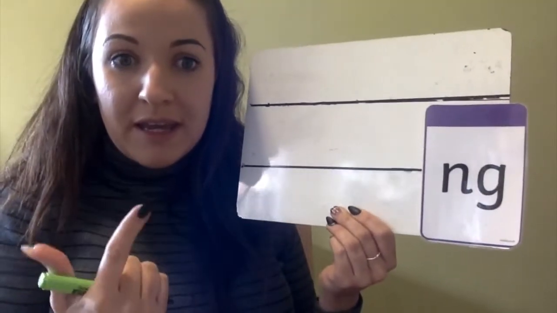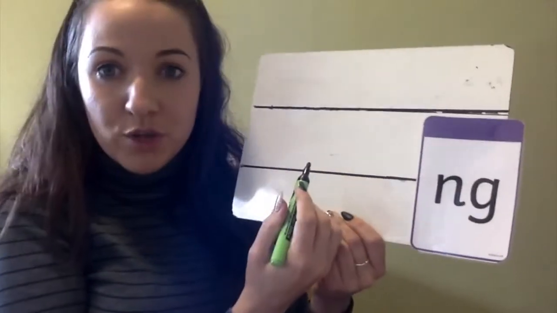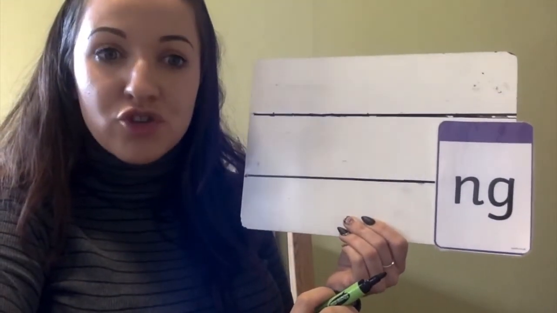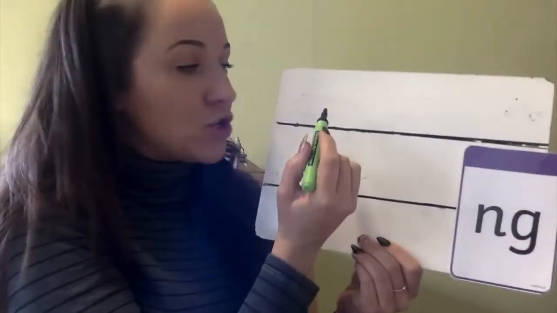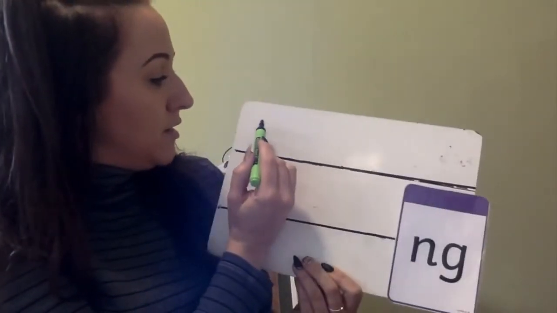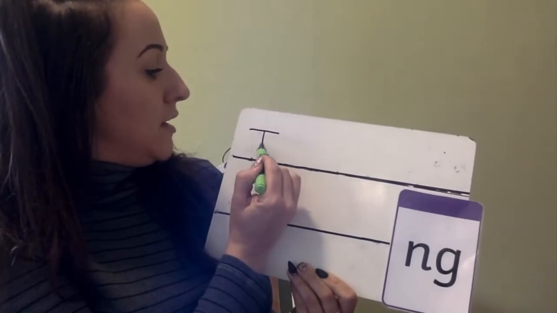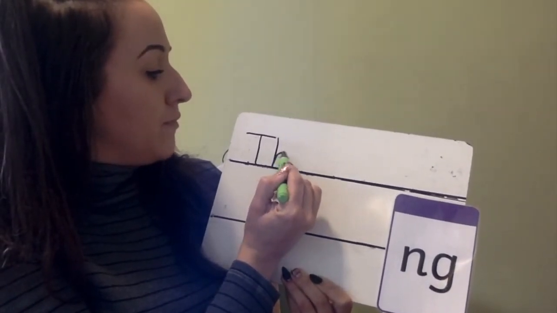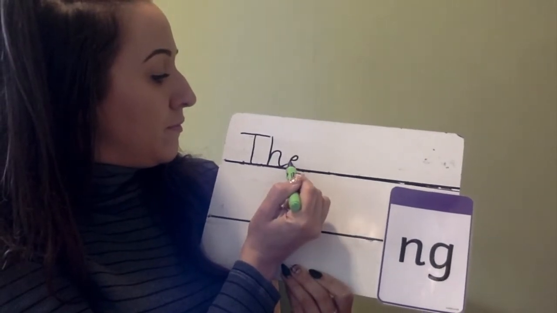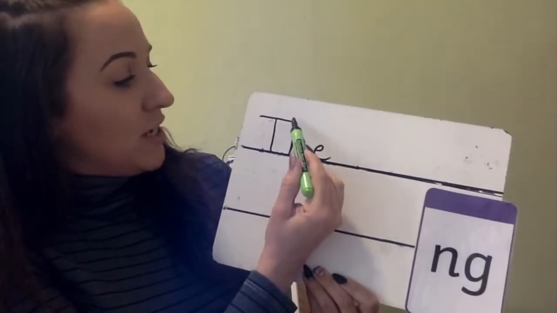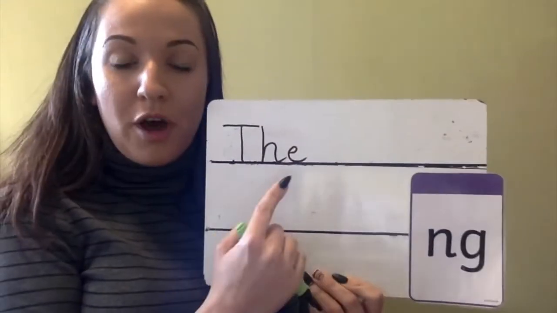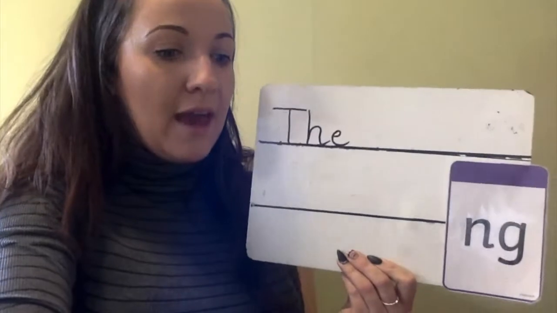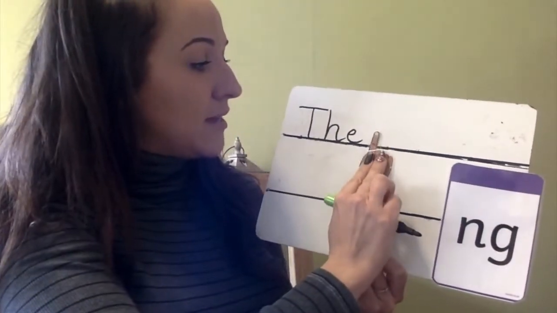The ring is gold. First word, the. T-H-E spells the, tricky word, the. I'm going to make sure I put my capital. T-H-E spells the. My H tickles the top. The ring. I mustn't forget my finger space.